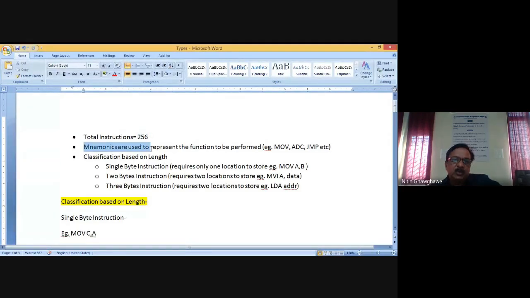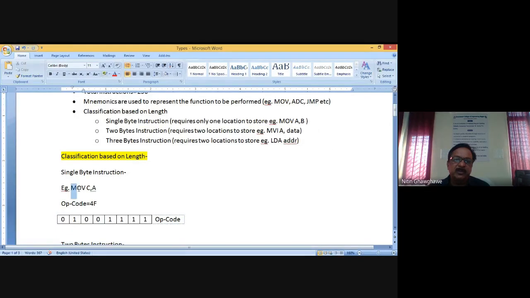Then mnemonics are used to represent the functions to be performed. Every instruction will be a combination of a mnemonic and the operand. These are some mnemonics: MOV, ADC, or JMP. For example, an instruction can be MOV C, A. Out of this, MOV is the mnemonic and this is the operand part.